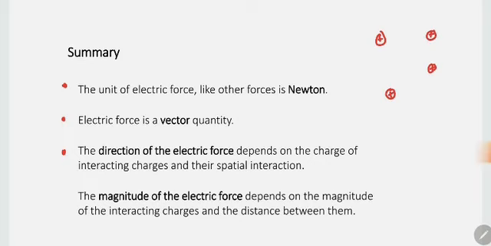The next one, the magnitude of electric force, depends on three variables actually. The magnitude of the interacting objects. For example, this is object A, object B, so that's two variables already. Both of their magnitudes can affect the magnitude of the electric force. When I say magnitude of object A, I'm referring to the quantity of charge of object A. And also the distance between them. Let's talk more about that later on.